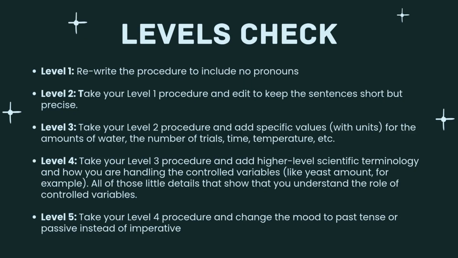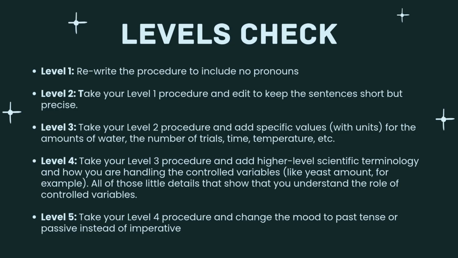So what you're going to do now is rewrite your procedure. After you write this draft of your procedure, I want you to do the levels check and make sure that your procedure is at a level 5. So you're going to write it, and then go to level 1 and make sure that you don't include pronouns. Then you're going to check level 2, and edit it to keep the sentences short but precise. Then you're going to go to level 3, and add specific values for the amounts of water, the number of trials, the time, temperature, all of that. Make sure all of that's in there.